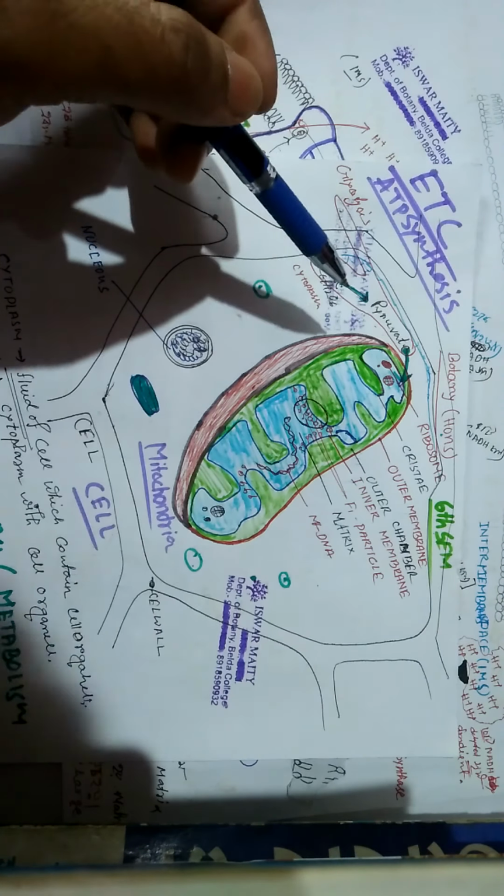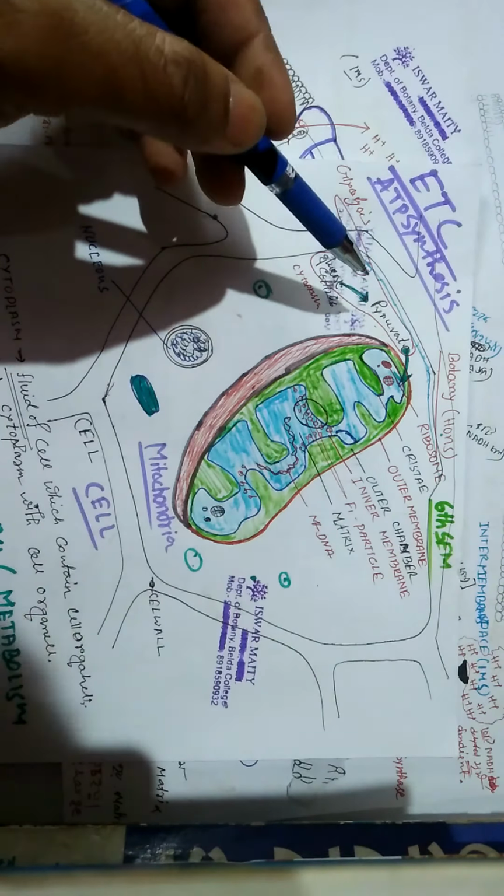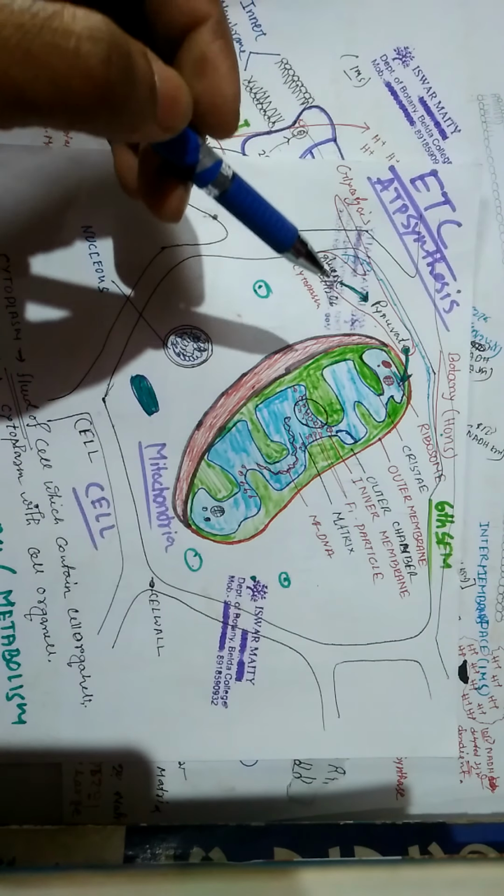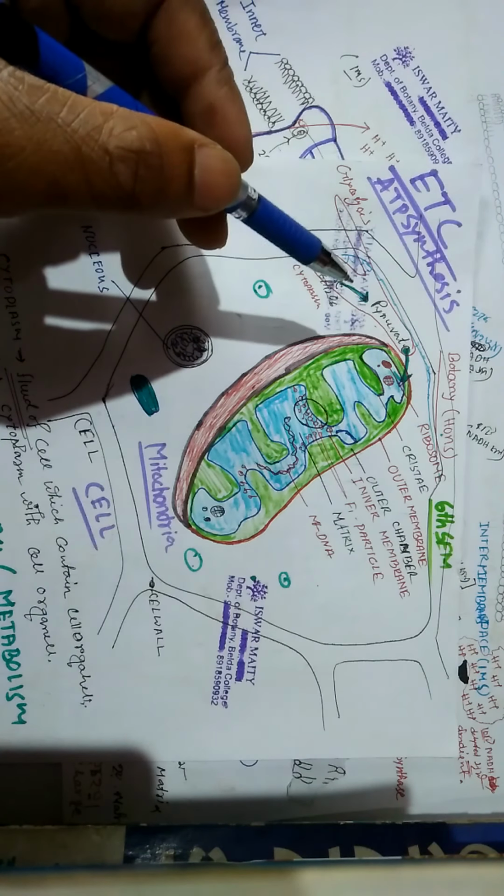The pyruvate, that is where the Krebs cycle happens. During this Krebs cycle, NADH2 and FADH2 are released. This NADH and FADH act as electron carriers.